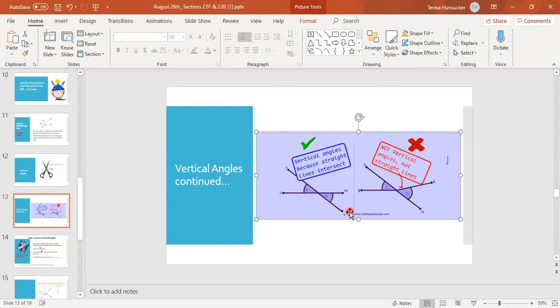If you look at the diagram on the right with the red X, C and D are not vertical angles, because if you notice, we have one line, but the other is not a line. It doesn't measure 180 degrees, that angle. That angle is less than 180 degrees. Remember, the vertical angles are formed by intersecting lines.